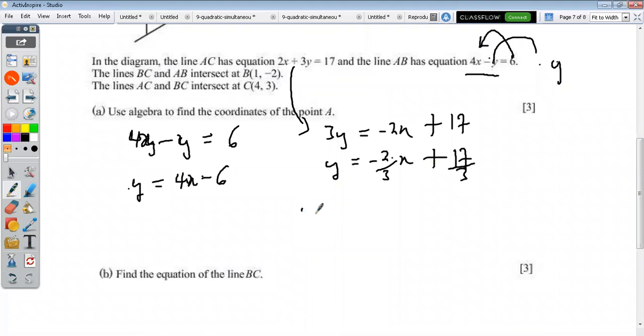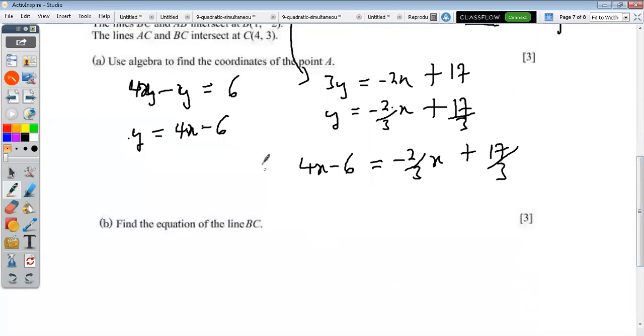So I'm saying 4x minus 6 is equal to minus 2 over 3 x plus 17 over 3. Then we can multiply everything by 3. If you multiply by 3, what do you get? 12x minus 18 is equal to... If you multiply by 3, you eliminate the denominator. Move this to the other side.